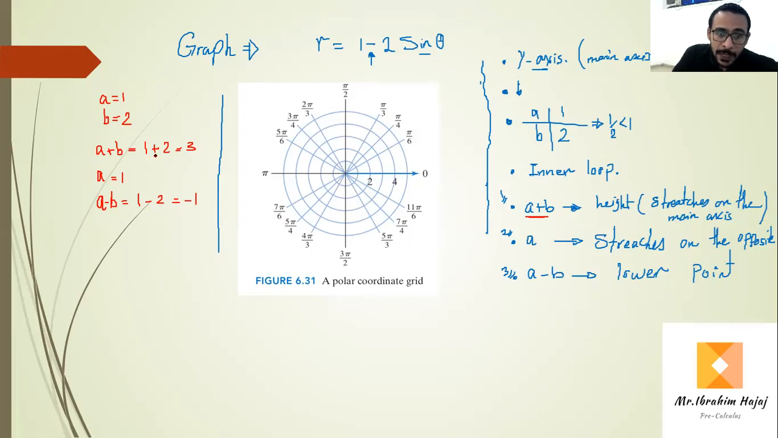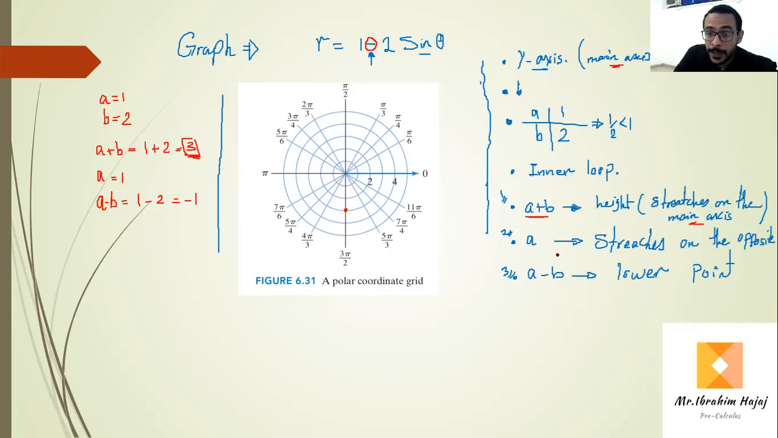What does it mean that A plus B is 3? Remember, we said that because it's negative, I will move below the x axis on the y axis. So 0 and negative 3. I'm going to move down 1, 2, 3 and take a point. Yes. Okay, that 3 is how the graph is stretched on the main axis, and the main axis here is the y axis.